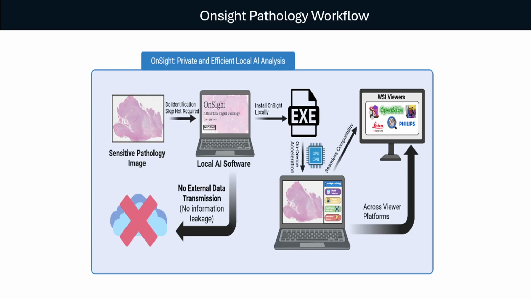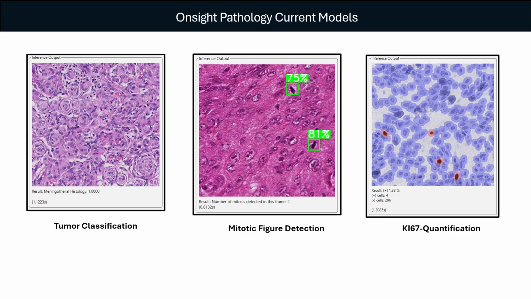So here is a quick visualization of how the OnSight Pathology workflow fits into your routine. Pathologists simply open their slides in their preferred viewer, select the region of interest, and OnSight Pathology analyzes it within milliseconds, all locally with no data uploads or internet connection required. Currently, OnSight Pathology offers three models: tumor classification, mitotic figure detection, and Ki67 quantification.